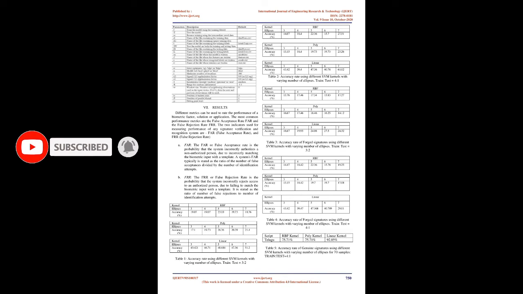Given a set of training examples, each marked for belonging to one of 2 categories, an SVM training algorithm builds a model that assigns new examples into one category or the other, making it a non-probabilistic binary linear classifier. An SVM model is a representation of the examples as points in space, mapped so that the examples of the separate categories are divided by a clear gap that is as wide as possible. New examples are then mapped into that same space and predicted to belong to a category based on which side of the gap they fall on.